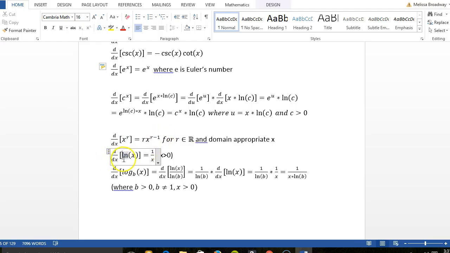Next, d by dx of the ln of x is 1 over x, as long as x is positive. It doesn't make sense if x is not positive. Okay, so the derivative of the ln is 1 over x.